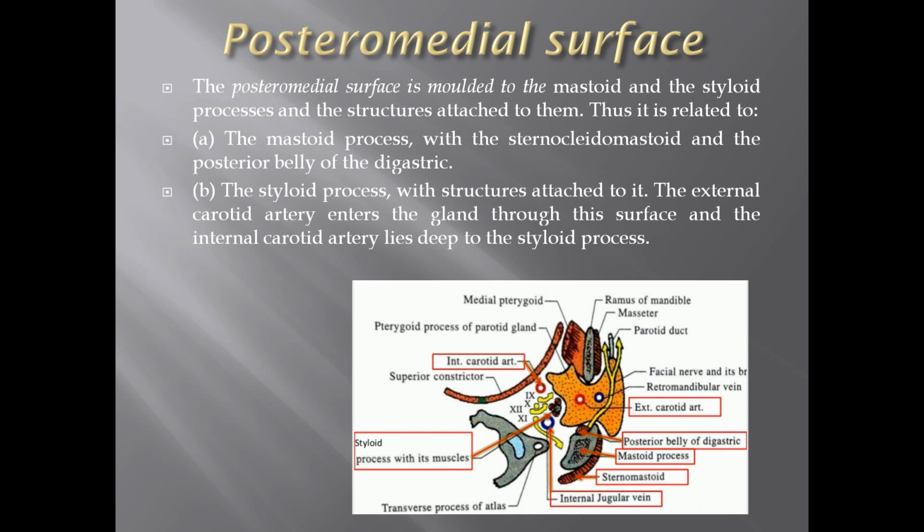So the posteromedial surface is related to the mastoid process, sternocleidomastoid, the posterior belly of digastric, and the styloid process with the structures attached to it: the external carotid artery, which enters the gland, and the internal carotid artery, which lies deep to the styloid process.